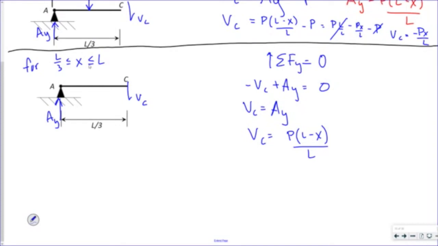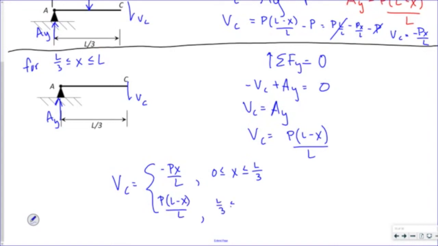So I can summarize those. My shear is equal to minus PX over L if my load is in the first third, or P times L minus X over L if my load is in the second third.